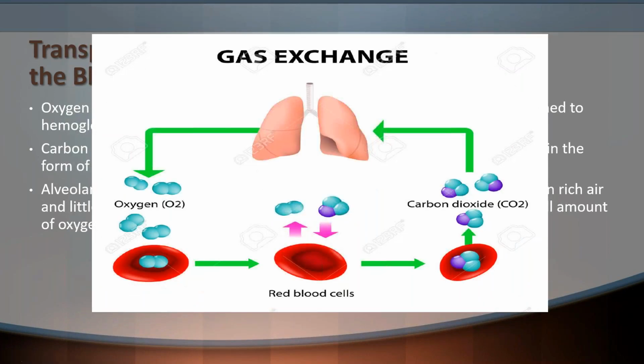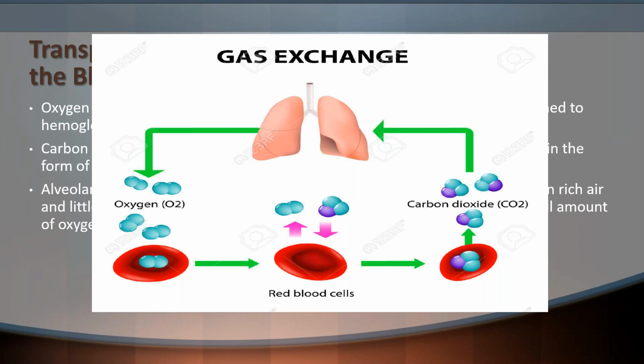So here, a very basic fundamental picture of that gas exchange. We breathe in, that oxygen comes into the system, it goes to the alveoli, goes through the capillary beds, and then it binds to that hemoglobin. That hemoglobin is then going to carry that oxygen to the different tissues of the body.